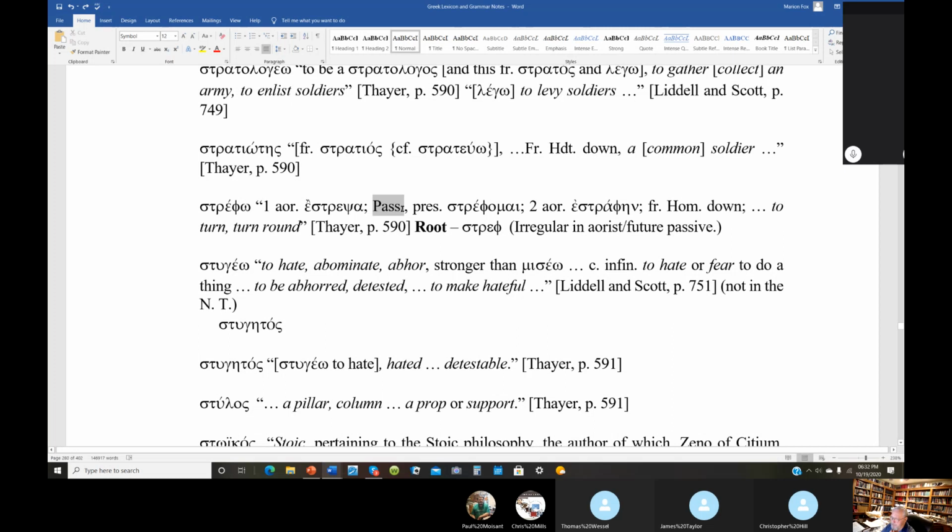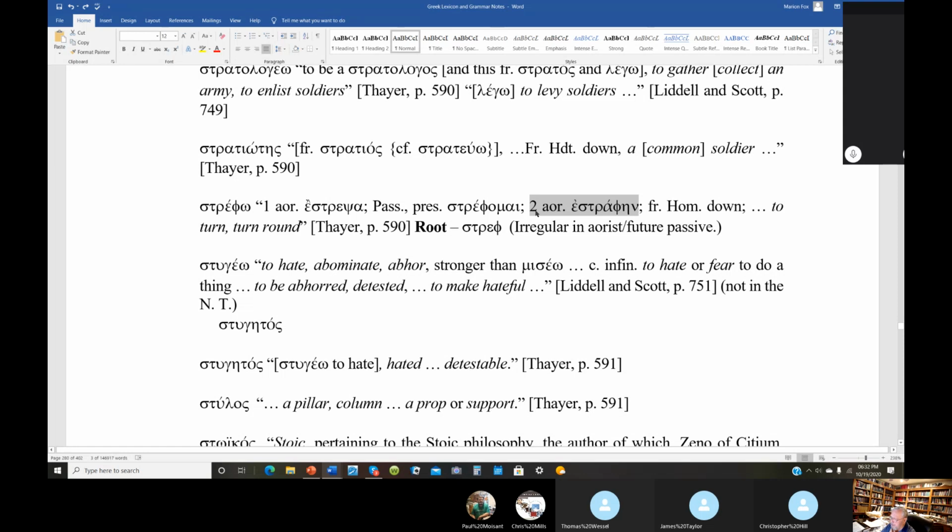It has a passive now, and it labels it for you. It has a present passive form, and right there is your first person singular present passive. But this is really middle passive. Remember that. Then it has a second aorist passive over here. He's already got your first aorist over here, so it's a second aorist right here.